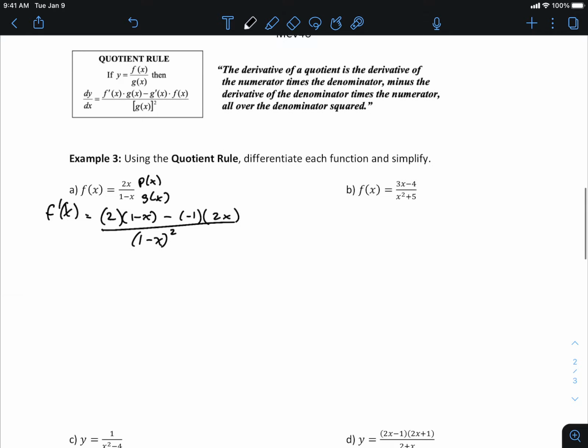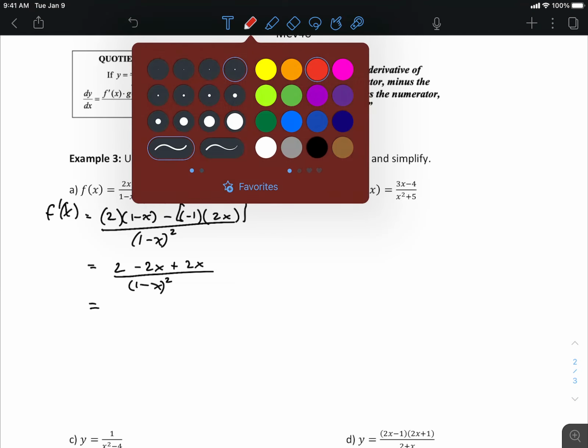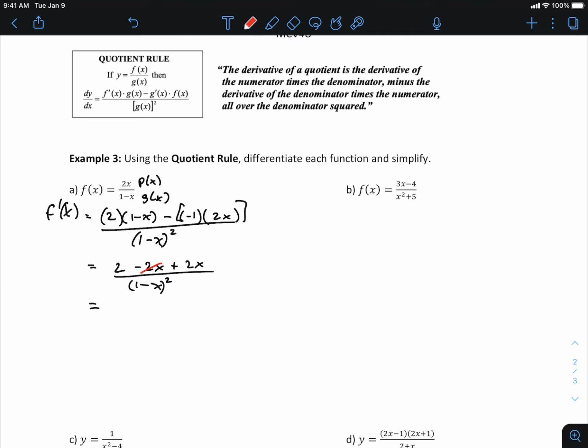Okay, and then we can do some expansion. Say, okay, well, 2 minus 2x plus, all of this is subtracted, sorry, it'll be plus 2x, all over 1 minus x squared. So the 2x's cancel, create a zero pair, and we are left with 2 over 1 minus x squared.